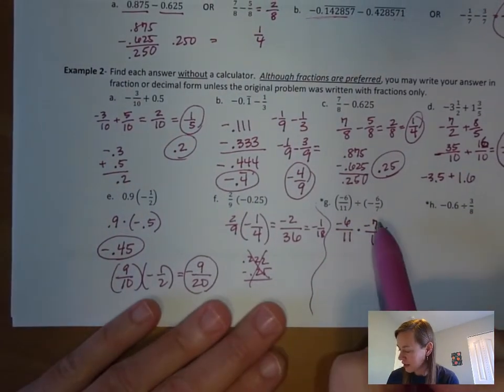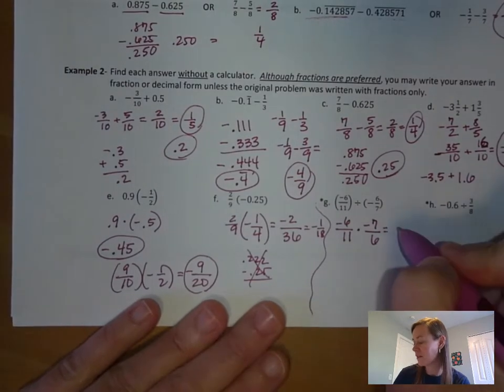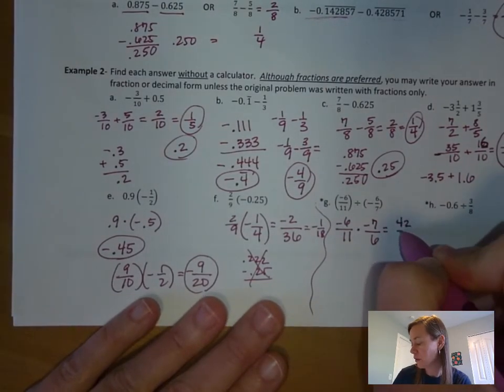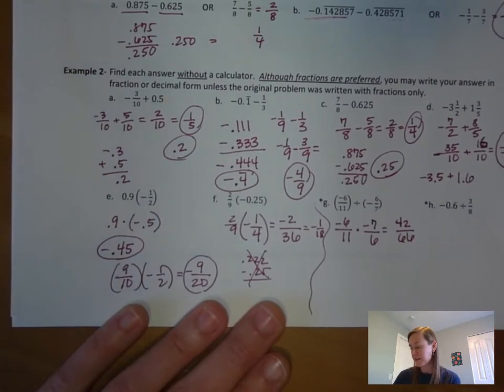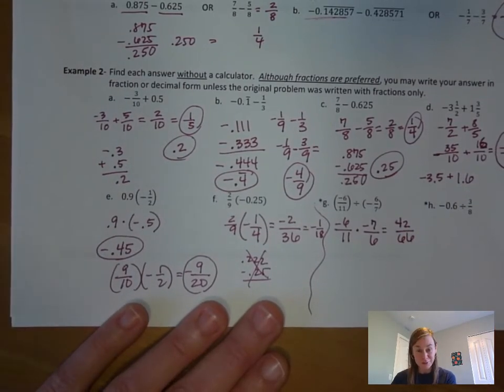So let's just multiply straight across the top. Negative 6 times negative 7 is positive 42. And then 11 times 6 is 66. All right, so that's our answer. We just have to simplify it now.